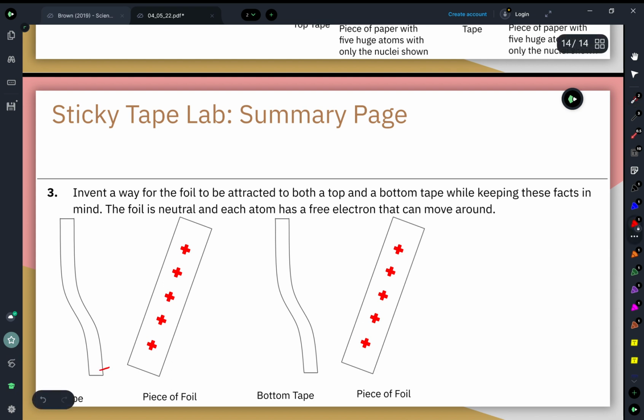Our top tape is still positively charged. Our bottom tape is still negatively charged. In order for the piece of foil to be strongly attracted to the top tape, we want those negative charges to be as close as possible to the positive charges. They're even outside of that atomic core, like in our paper, and they're way closer, which is how we could have a stronger attraction. For the piece of foil that's attracted to the bottom tape, that just means that the electrons, or those negative charges, need to be moved as far away as possible. So that way, what is closest to the negatively charged bottom tape will be the positively charged portion of the foil.